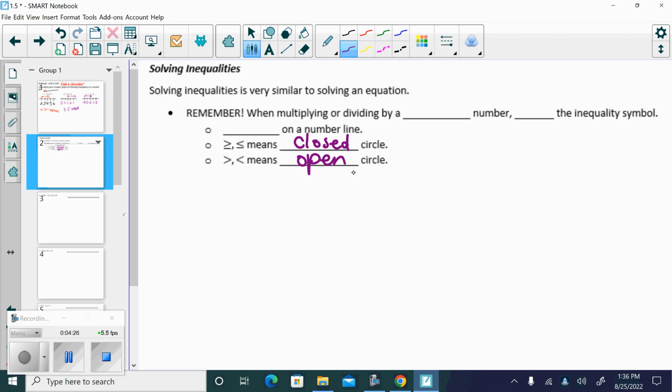Closed. Okay, and if you don't have that, that means it's going to be open. Okay? When you multiply or divide by a negative number, does anyone remember what happens to your inequality sign? It flips. Good. Okay, so your inequality sign flips. So you have to remember to do that. And then the last step we're going to do with each of these is just like we did on the bell ringer, we're going to graph the inequality on a number line.